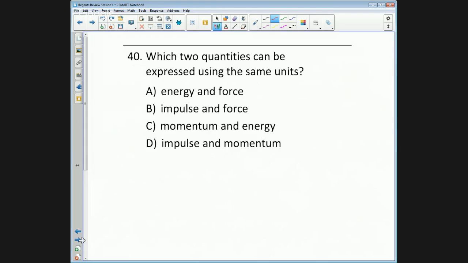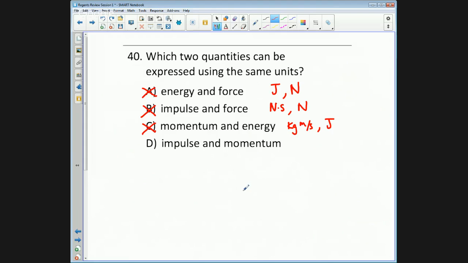which two quantities can be expressed using the same units? Unless you know these quantities by heart, you'll have to go through it. The unit for energy is joules. The unit for force is newtons, so it's not A. The unit for impulse is the Newton second. The unit for force is the Newton. It's not B. C says momentum and energy. The unit for momentum is the kilogram meter per second, and energy is joules. These are not the same.